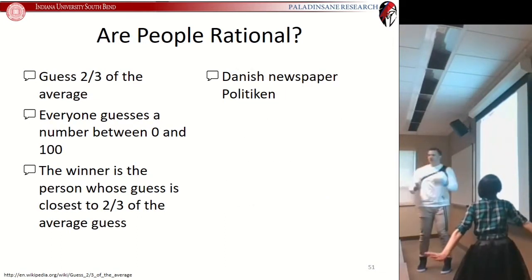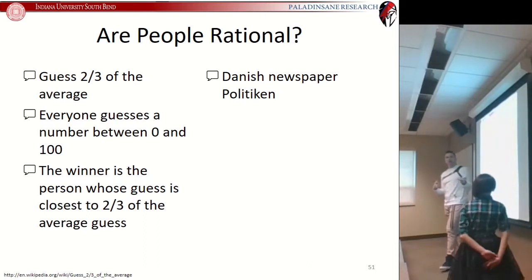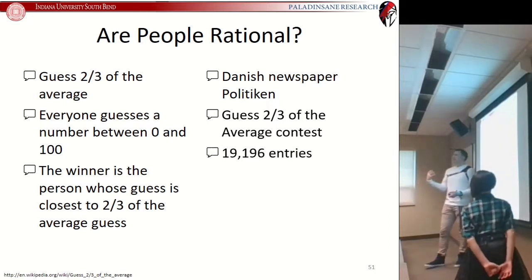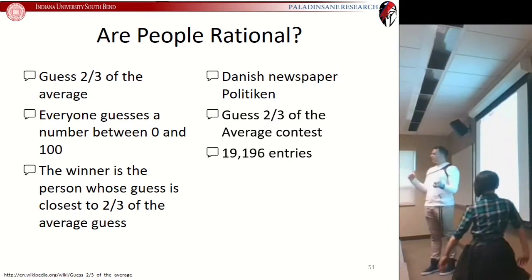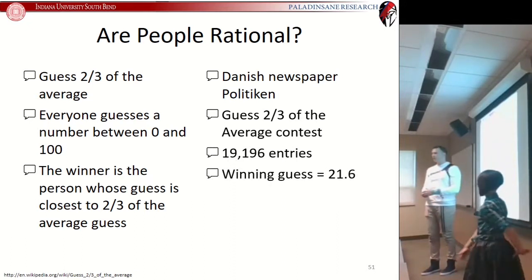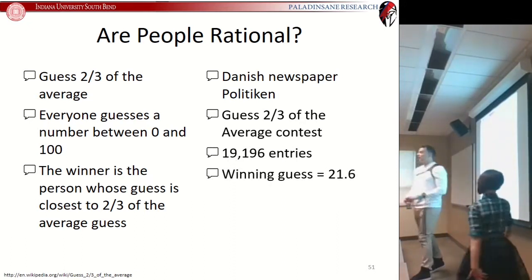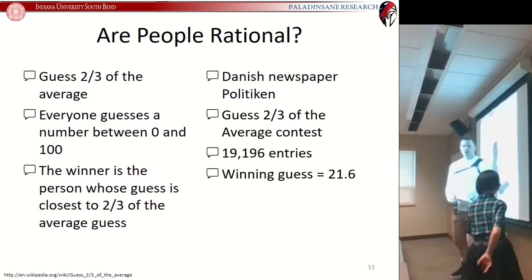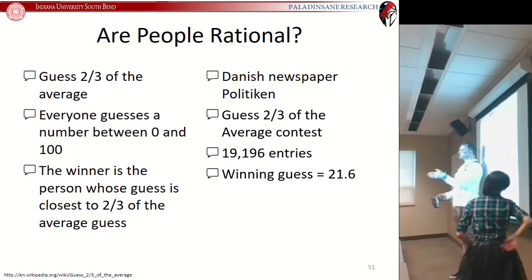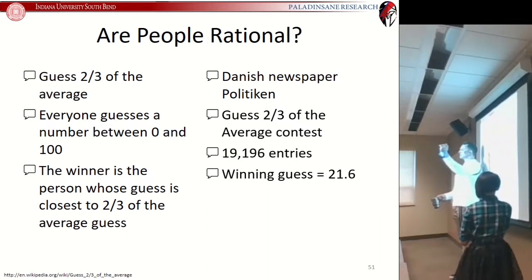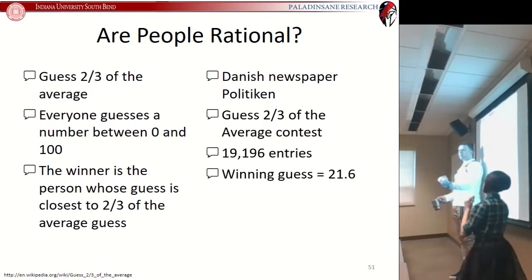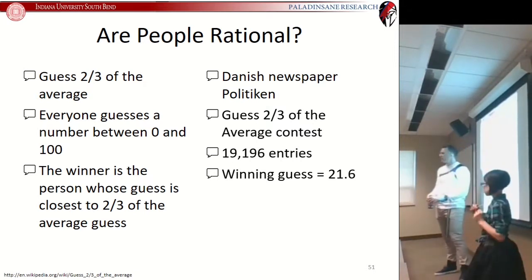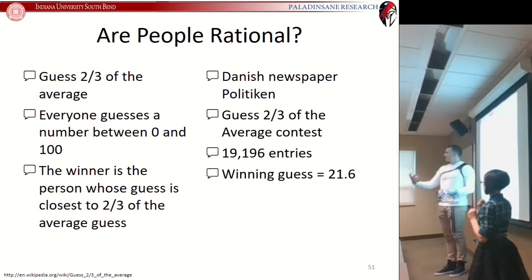So one of the times that this was done was in a Danish newspaper, Politiken, and they had their guess 2/3 of the average contest. They got 19,000 entries, and the winning entry, the closest guess, was 21.6. So above 0, far above 0. And notice this is about 3 iterations in, right? This is about people going, you know what, 66, not a good answer. 44, not a good answer. 29, maybe that's a good answer. So that's kind of an indication of how much people can sort of reason through these situations.